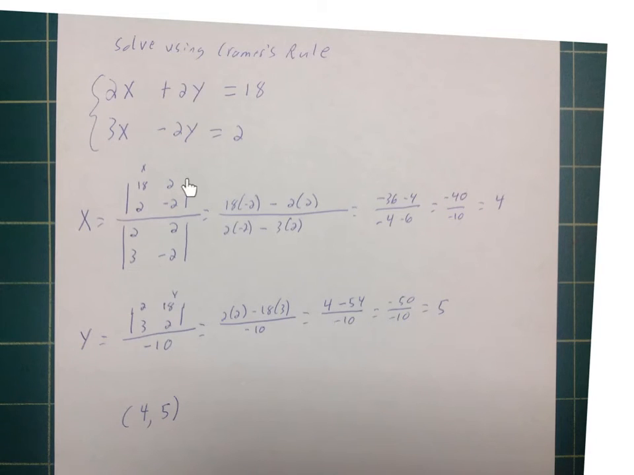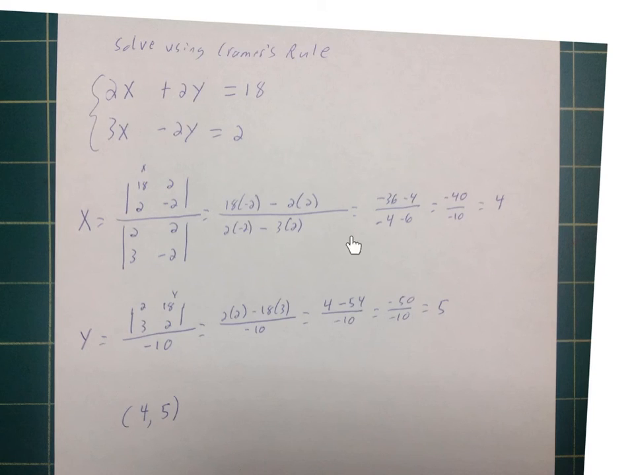Now you've got to evaluate these determinants. So how do you evaluate a 2 by 2 determinant? Well, the rule is you take the product of this diagonal minus the product of the other diagonal. And that's what you have here: 18 times negative 2 minus 2 times 2. Now it's just a matter of doing the arithmetic. The numerator works out to negative 40. Denominator, product here, minus the other product, which works out to negative 10, and that quotient is 4.